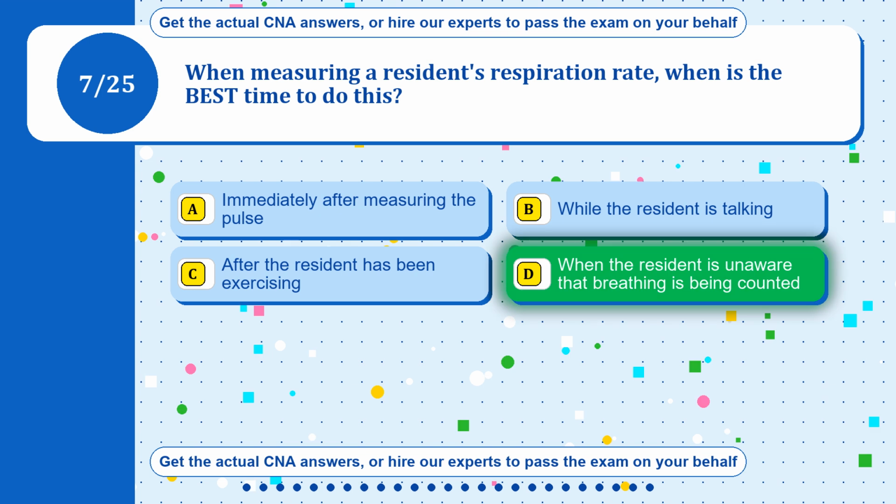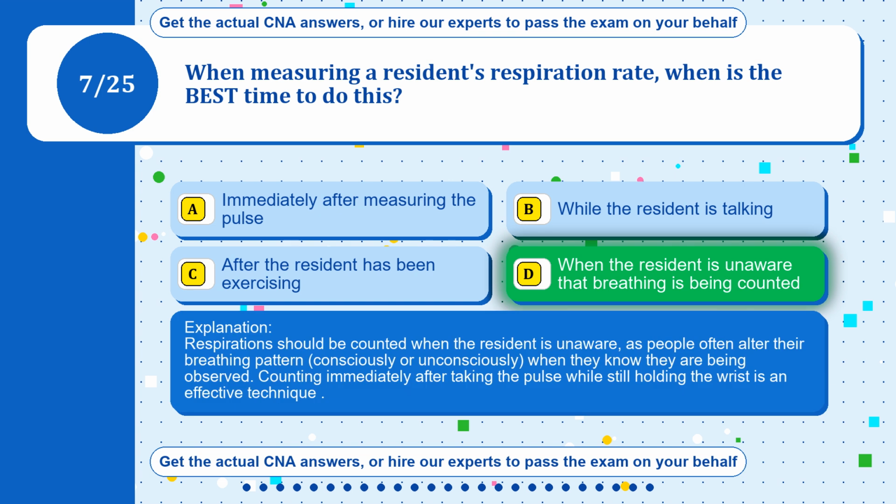The correct answer is option D. When the resident is unaware that breathing is being counted. Respirations should be counted when the resident is unaware, as people often alter their breathing pattern, consciously or unconsciously, when they know they are being observed. Counting immediately after taking the pulse while still holding the wrist is an effective technique.